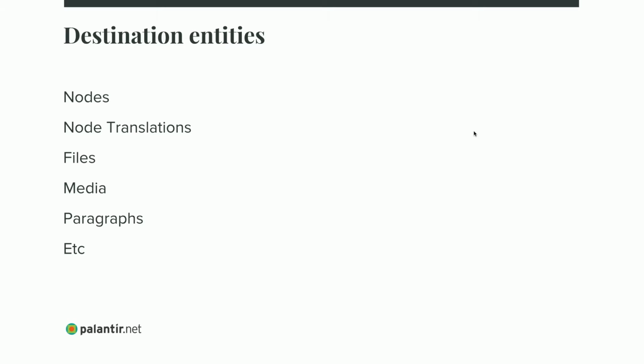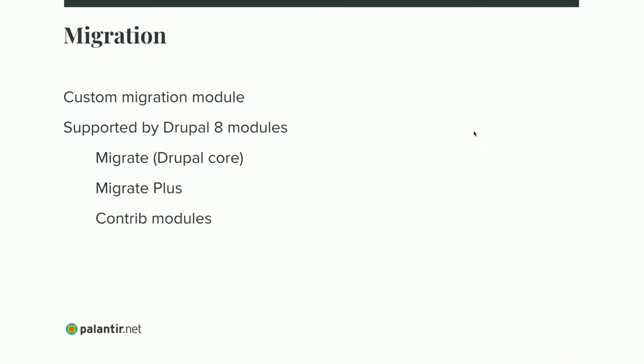The destination sources that we're talking about, it's a pretty flexible system that we'll talk about, but primarily nodes, like if you're making articles or pages, translations of nodes, individual files, how they bundle up into media files or media entities. It could be custom modules that provide their own entities like paragraphs, or if you create your own entities as well that extend certain classes, you can migrate into those.